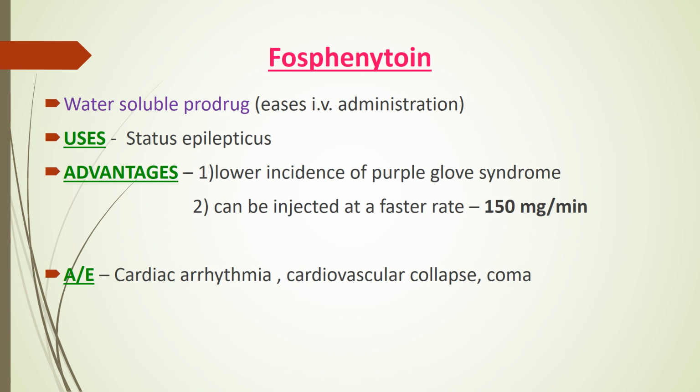And purple glove syndrome means it's a local reaction. It's a very rare side effect following the IV administration of phenytoin. It's associated with painful red edematous extremities. And following faster administration of phenytoin, there may be chances of arrhythmias or hypotension. Even though fosphenytoin is also associated with arrhythmias, cardiovascular collapse or coma, these side effects are very less as compared to phenytoin.